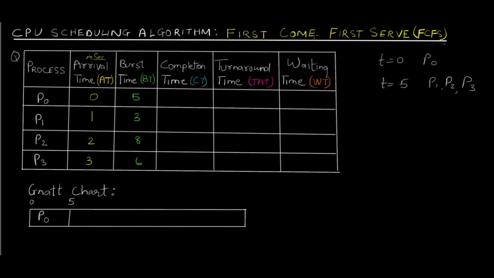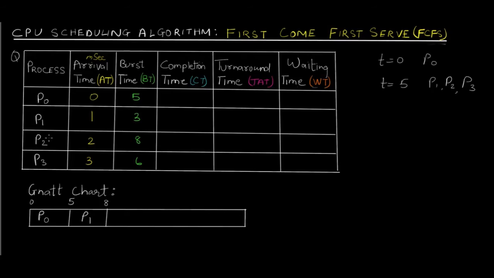Now since it is an FCFS scheduling algorithm, the process that came first and was waiting inside the queue will be processed next after P0. So we know after P0, P1 came because the arrival time is 1. So we have to write P1. Now we know it requires 3 milliseconds. So 5 plus 3 is going to be 8, and this is how P1 is going to be finished by the CPU.